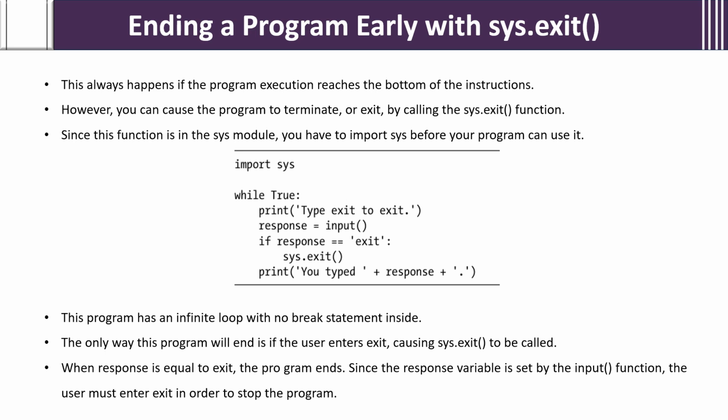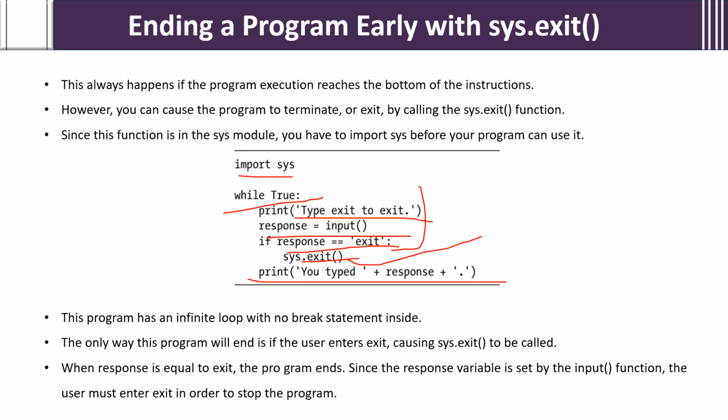See, import sys. While True: print type exit to exit, response equals input. If response equals exit, sys.exit. Otherwise print you typed plus response. Like this, it will execute till here, and it will call sys.exit. It will exit from the while loop, and it will exit from the whole program itself.